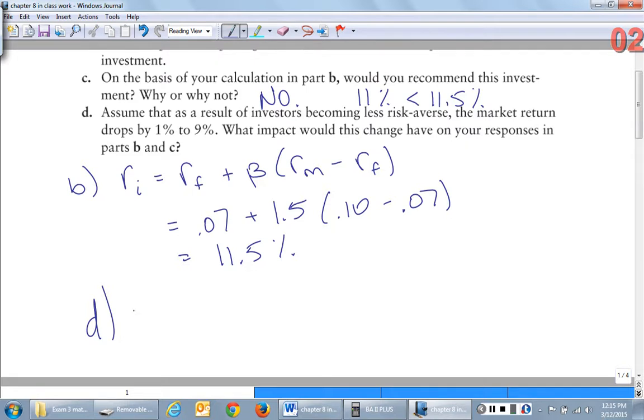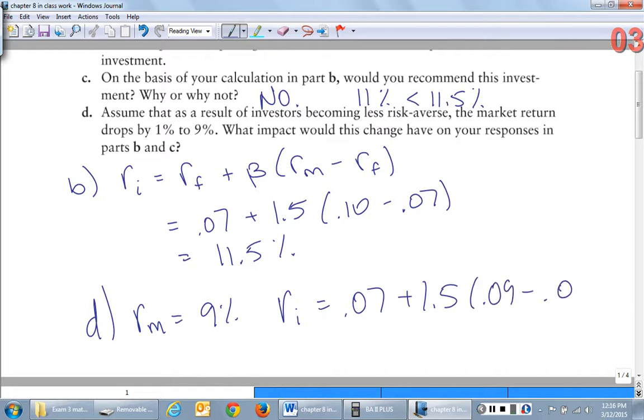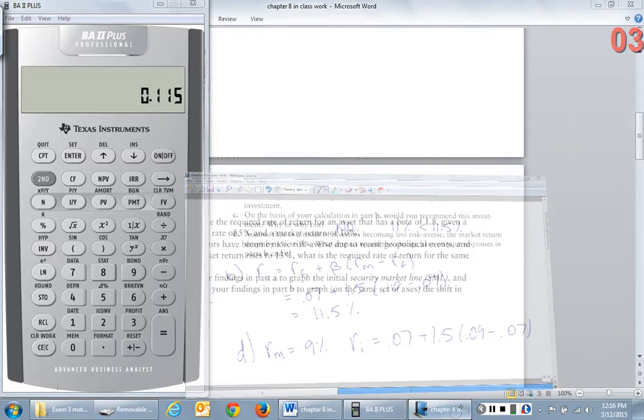So the new market return is 9%. So we can use our capital asset pricing model. We know the risk-free rate of return is 7%. Our beta has stayed the same. The market return has changed to 9%. And the risk-free rate is still 7%.